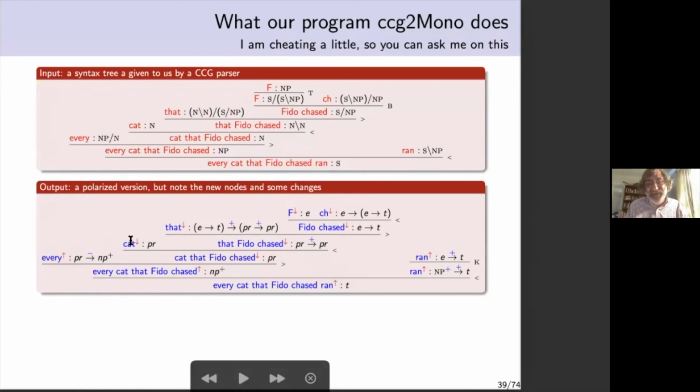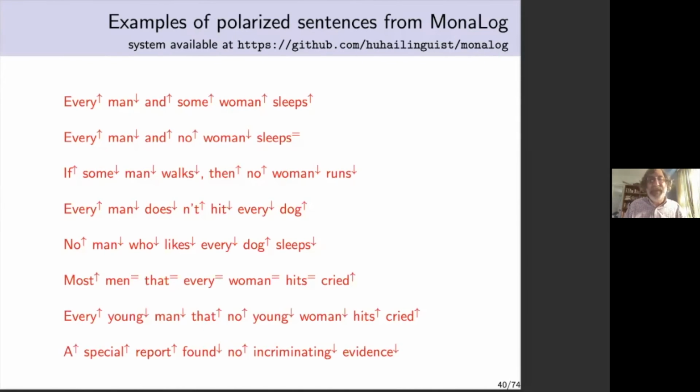So it has to be that every is going up, cat is going down, that is going down, Fido is going down, chase is going down, and ran is going up. That means I have a way to do this on the computer, to go from the top parse to the bottom parse annotated with these arrows. Okay, and so you can now type in this stuff and do this. It will give you your arrows. You can teach this to people. You can run this if you want to download it. You can run all this.